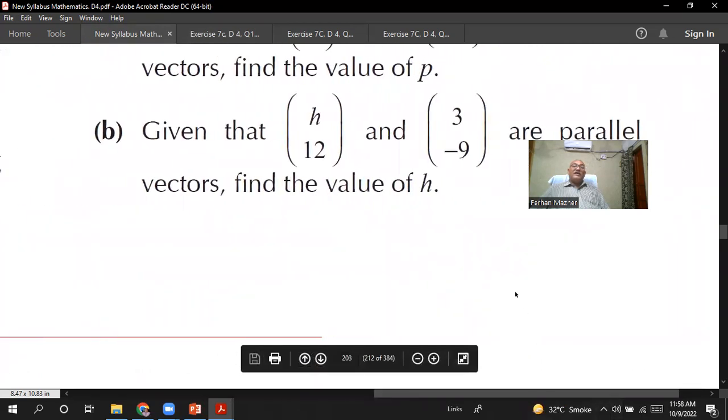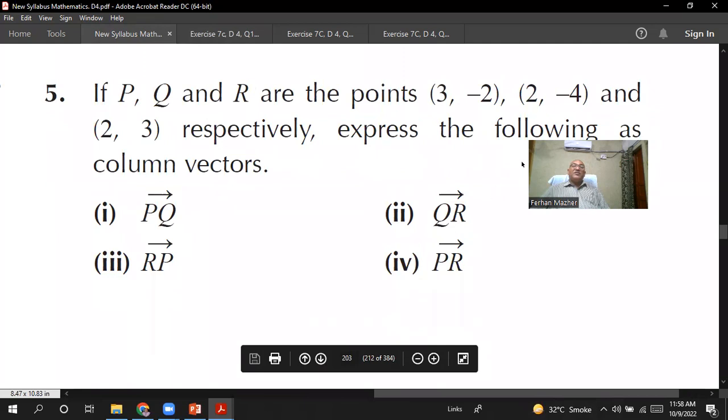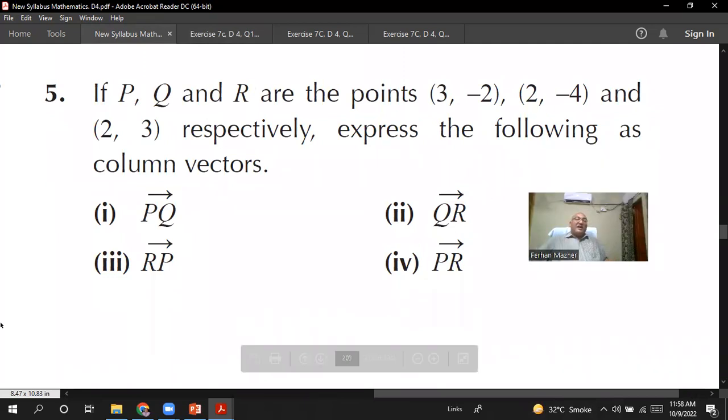Now we are going to the next question. And the next question coming up on your screen is question number 5. If P, Q, and R are the vertices of the points, the P its coordinates are 3, minus 2, and the Q point is 2, minus 4, and the R point is 2, 3, respectively.